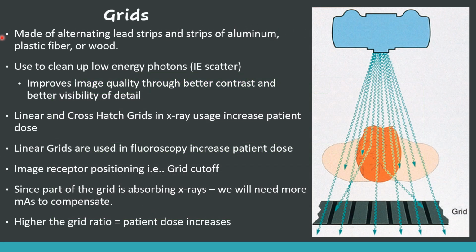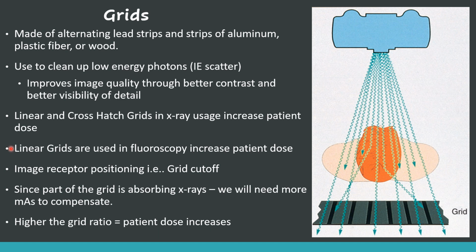Grids are made of alternating lead strips and strips of aluminum, plastic, fiber, or wood. Used to clean up low energy photons, an example would be scatter. Improves image quality through better contrast and better visibility of detail. Linear and crosshatch grids in X-ray use increased patient dose.